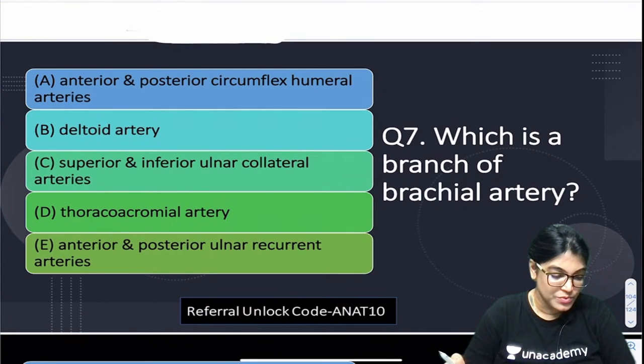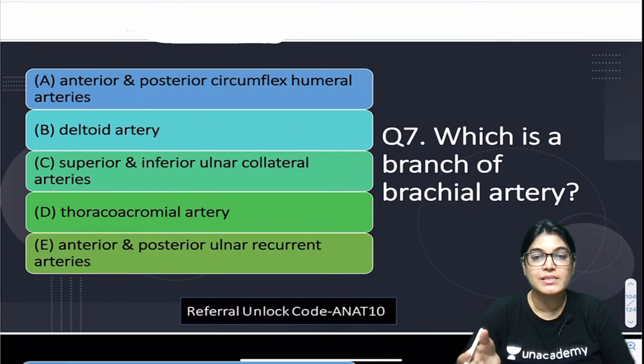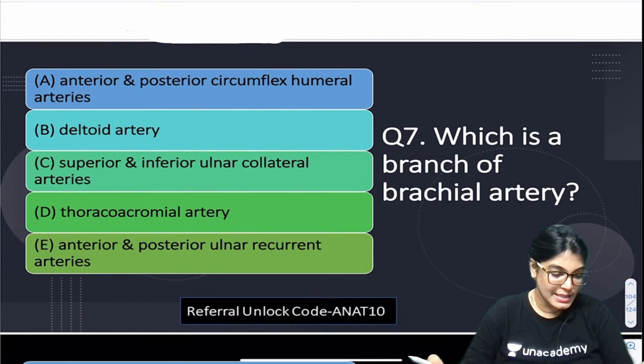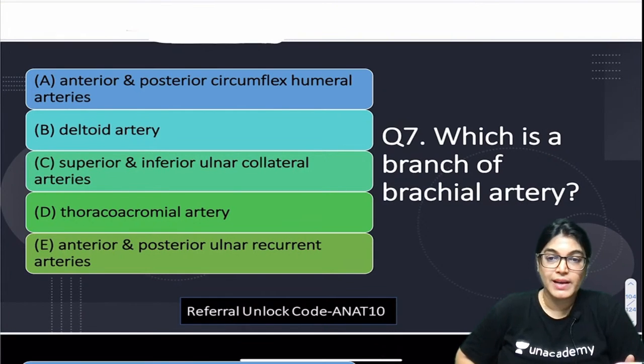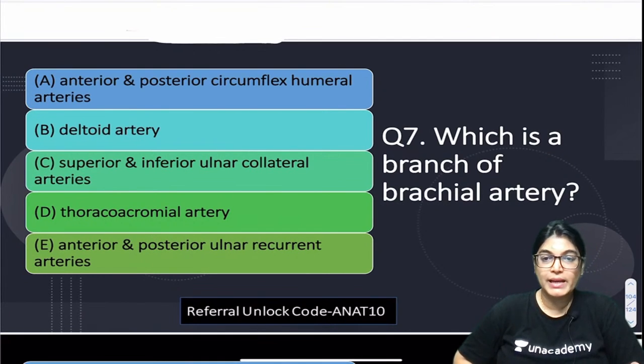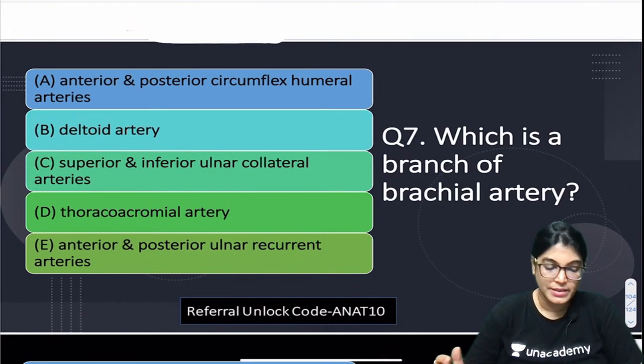Akshit Bhatt, A is from third part of axillary artery. I am asking the branch of brachial artery. Okay. Yes, Akshit Bhatt, you are right. Anterior posterior circumflex humeral artery is a branch from third part of axillary artery. So brachial artery branches, everyone has forgotten. Not remembering brachial artery branches. It was a direct MCQ.